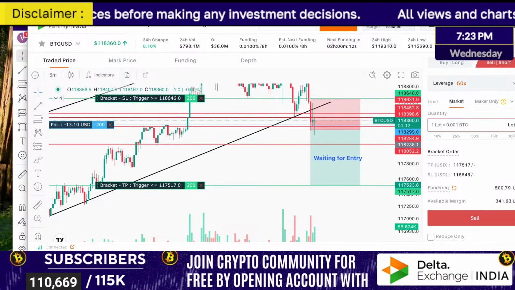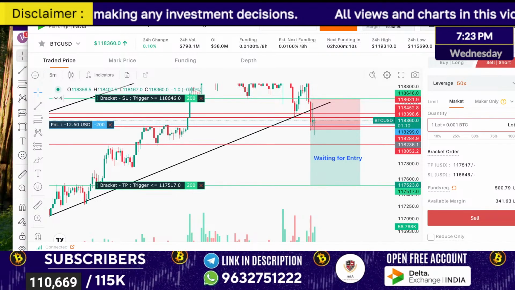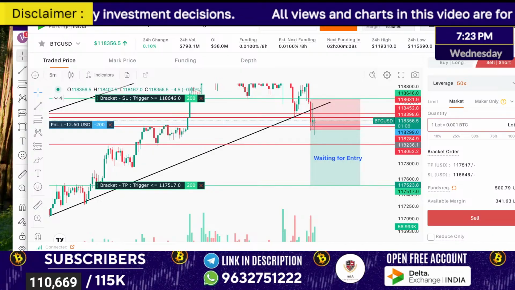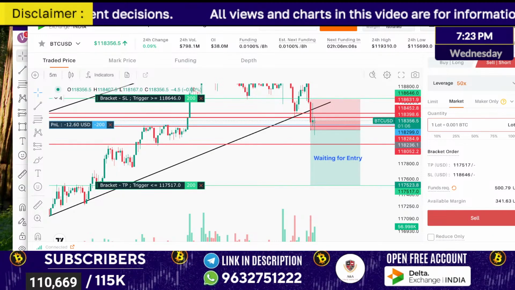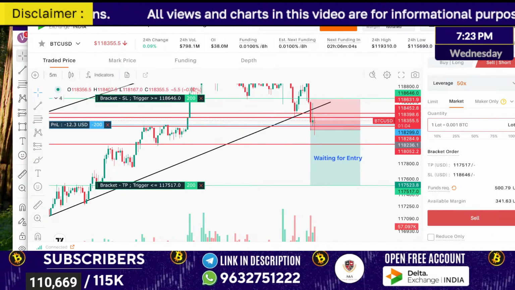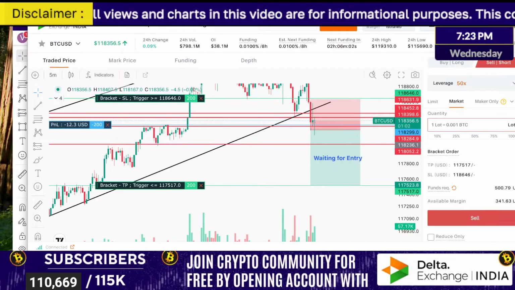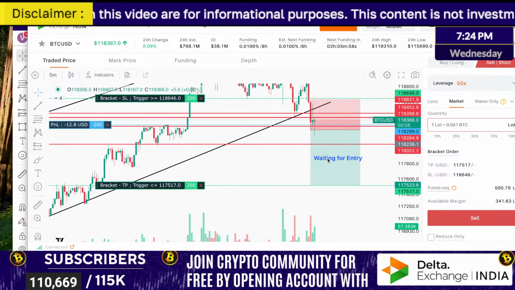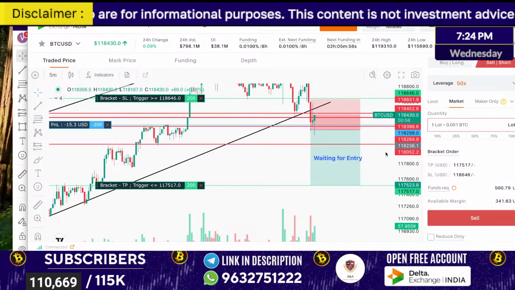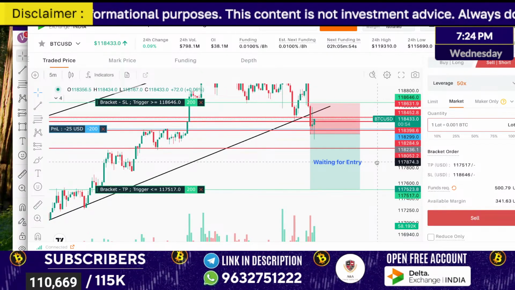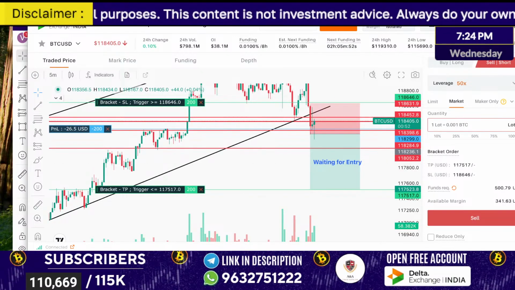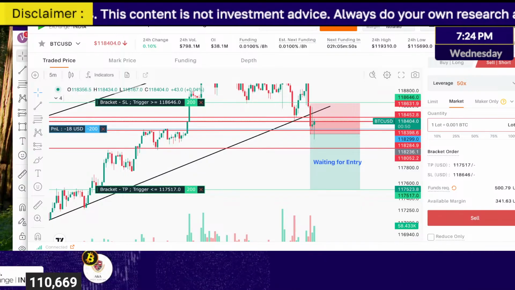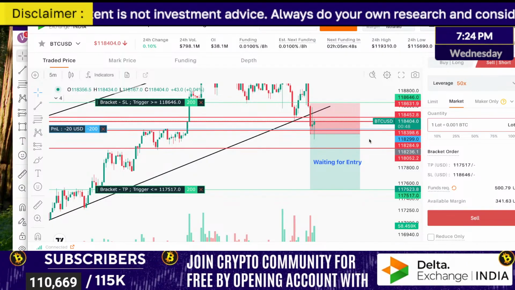If I look at liquidation, on top side liquidation is around 1,19,000, at bottom liquidation is around 1,18,000. So 1,18,000 liquidation zone we have. Exact 18,000.